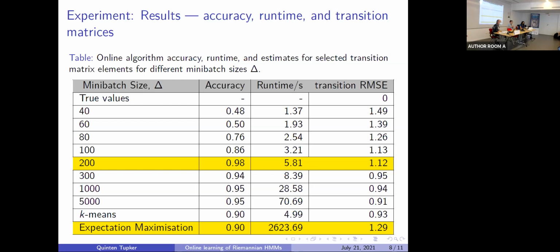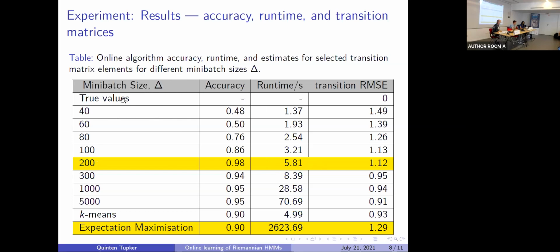So for the first part of the results, the computational side, we did relatively well. In this case, we see that for the runtime, for a mini batch size of 200, the online algorithm took around 6 seconds, whereas the expectation maximization took around 2,600 seconds. So that's around 450 times faster.